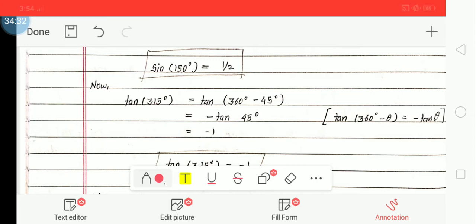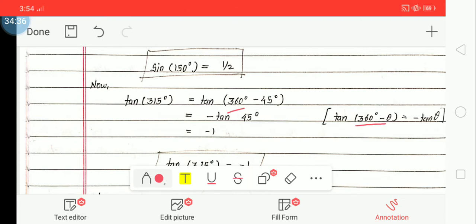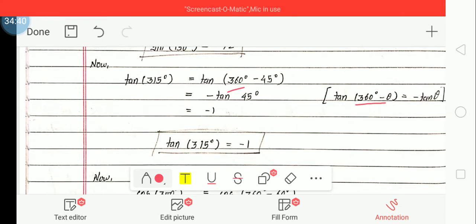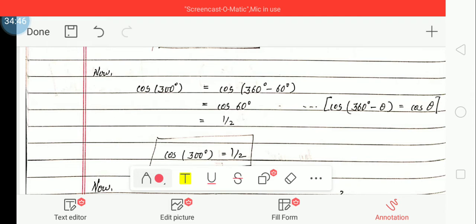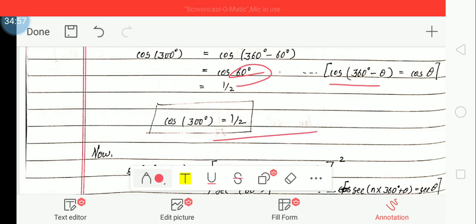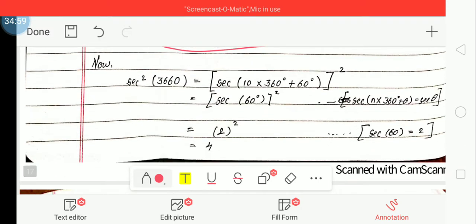315, we separate it as 360 minus 45, so 360 minus theta means minus tan theta, and here theta is 45, so tan of 45 is equal to 1, and with the minus sign, minus 1. Now cos of 300 we can separate as 360 minus 60, so cos of 360 minus theta is equal to cos theta, and here theta is equal to 60, and cos of 60 is half, so the value is half.